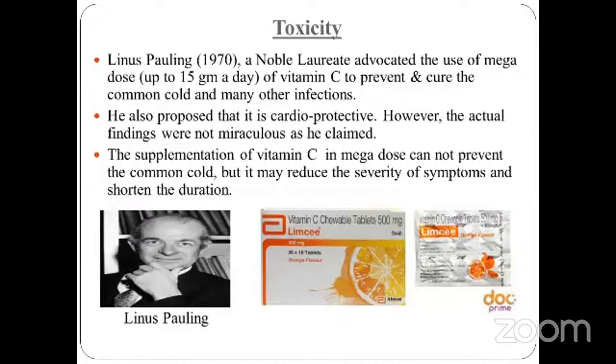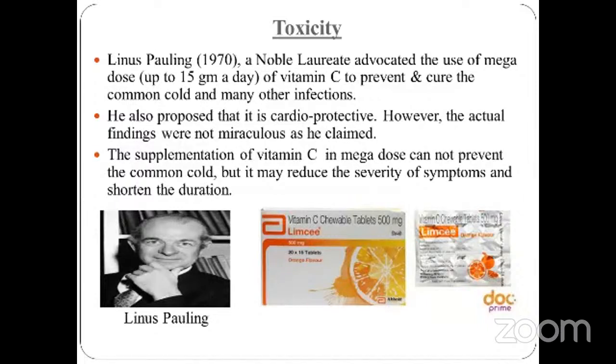Okay, so this Linus Pauling proposed that it is cardioprotective, however the actual findings were not miraculous as he claimed. So don't give a bolus dose or a mega dose such as 50 grams per day. That is not at all advisable. Now, supplementation of vitamin C can prevent the common cold. We can give 500 milligram per day for at least 10 days or 15 days, even 20 days we can give, but not more than that.